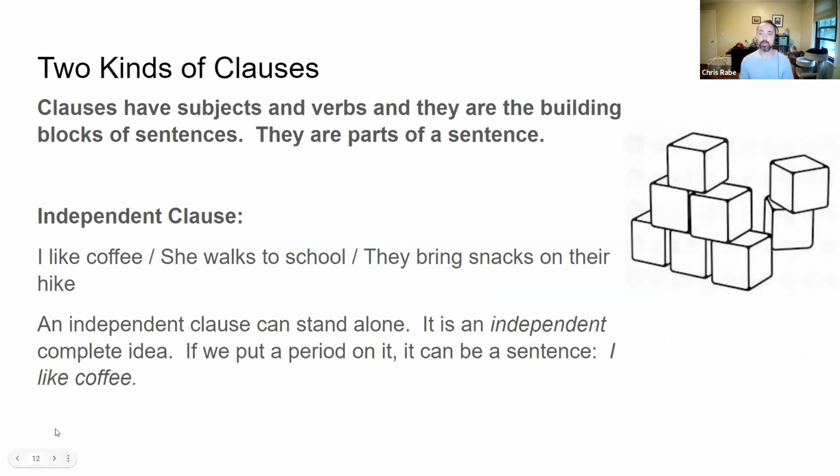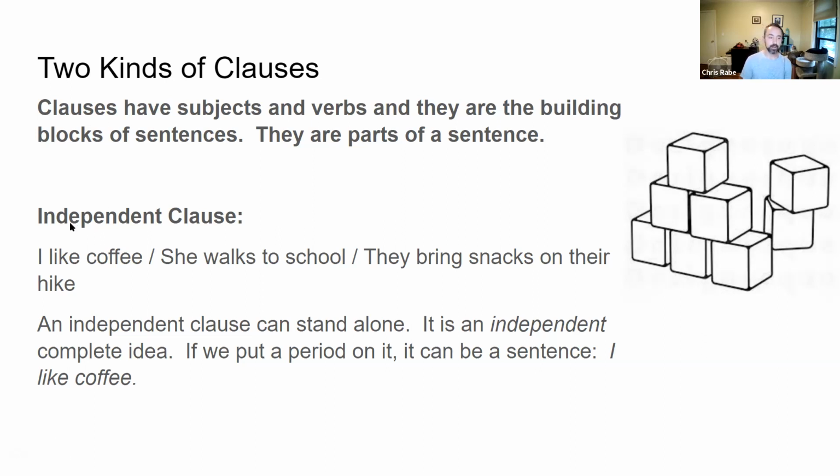There are ways we build sentences. They're the building blocks, and these are called clauses. Maybe you already know this, but this is review for you. In the beginning of courses, we often do review. So there's two kinds of clauses. Clauses have subjects and verbs too, but they're not complete sentences always. So they are parts of a sentence.